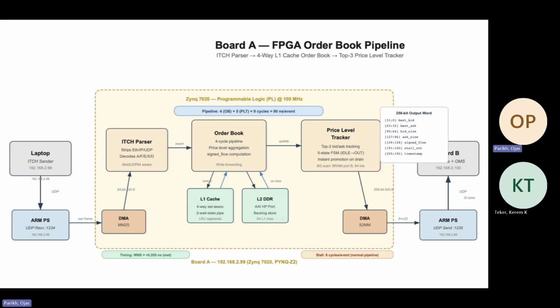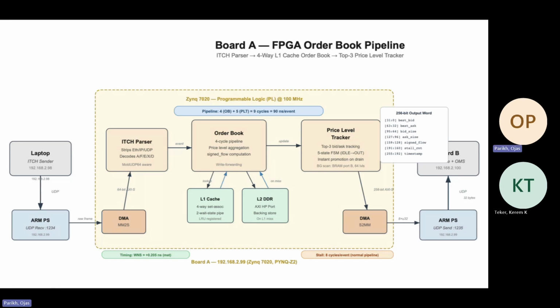The first hardware stage is the ITCH parser. It strips the Ethernet, IP, and UDP headers, then decodes the 5 ITCH message types we support. Each decoded event carries an order reference, side, price, and quantity. The parsed event feeds into the order book module, the most complex block on board A.